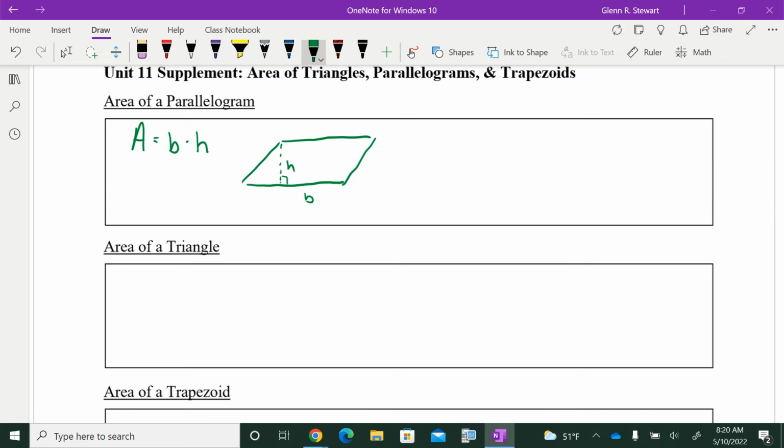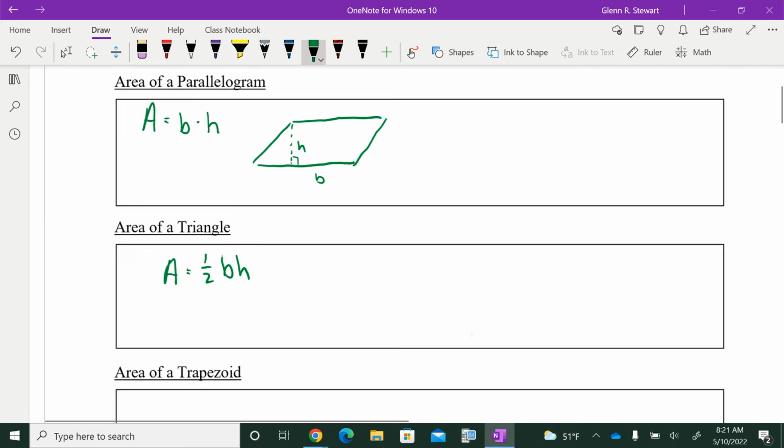If you notice, it's kind of the very same thing you would do if you had a rectangle. If I cut out that piece of that triangle, I could insert it here, and it would create that rectangle for me. So that's why we have the formula area is base times height. The next one is area is equal to 1/2 the base times the height, because if we cut a parallelogram into two, we will create a triangle. It's just half of the parallelogram.